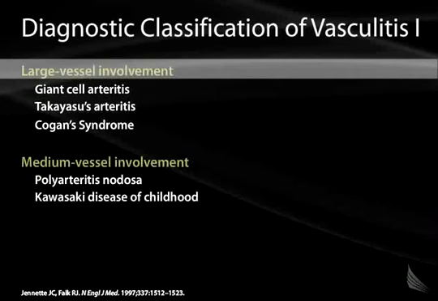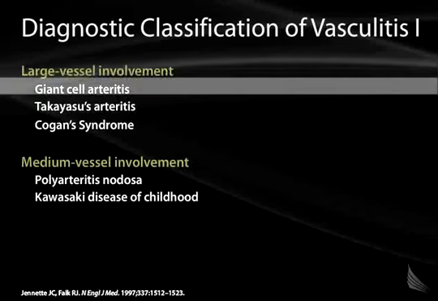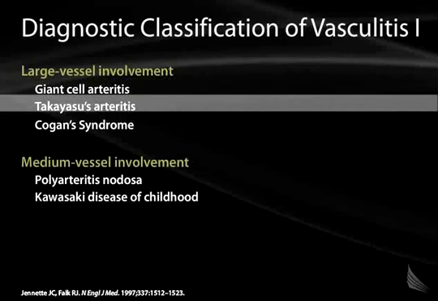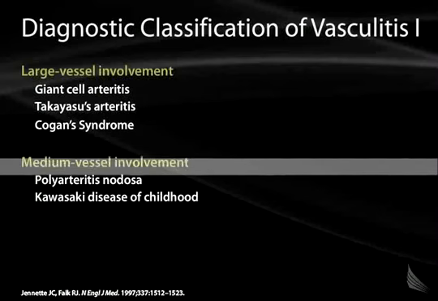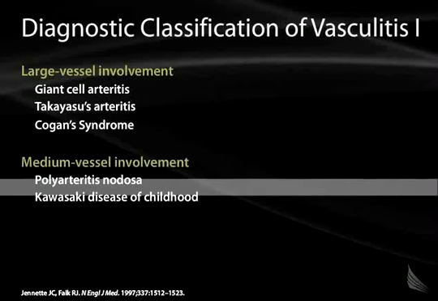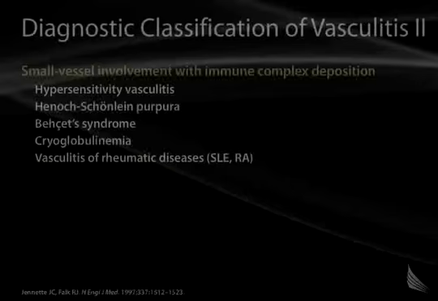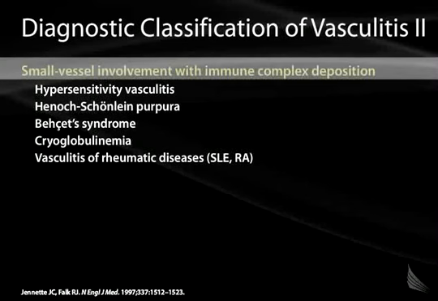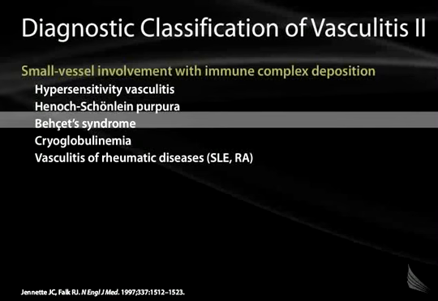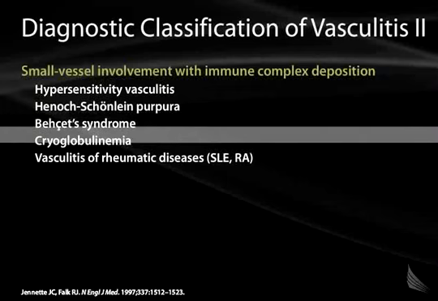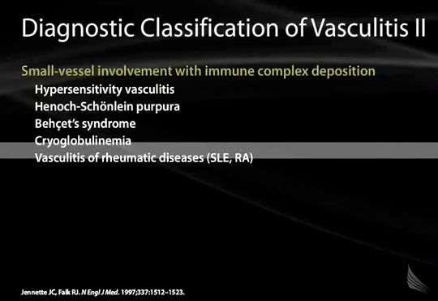The large vessel vasculitides are giant cell arteritis or temporal arteritis, and Takayasu's arteritis or pulseless disease. Medium vessel involvement can be seen in polyarteritis nodosa or in Kawasaki disease in childhood. We can think about small vessel involvement with immune complex deposition with hypersensitivity vasculitis, Henoch-Schönlein purpura, Behçet syndrome, cryoglobulinemia, and the vasculitis of the rheumatic diseases such as SLE and rheumatoid arthritis.